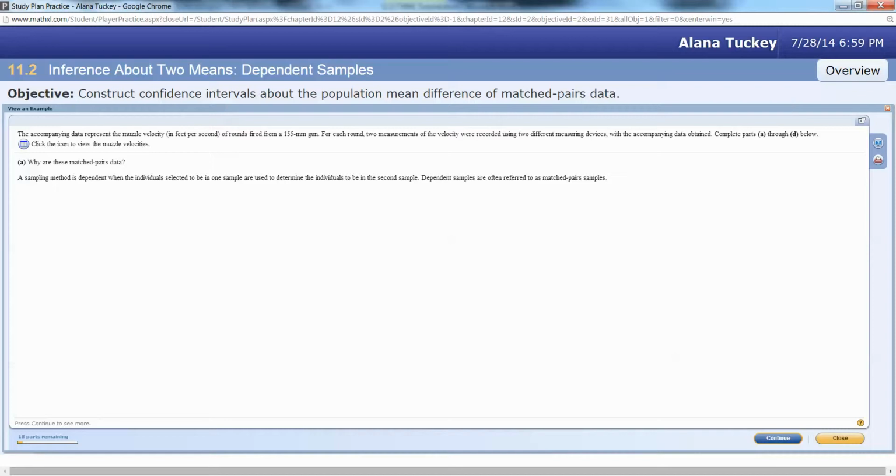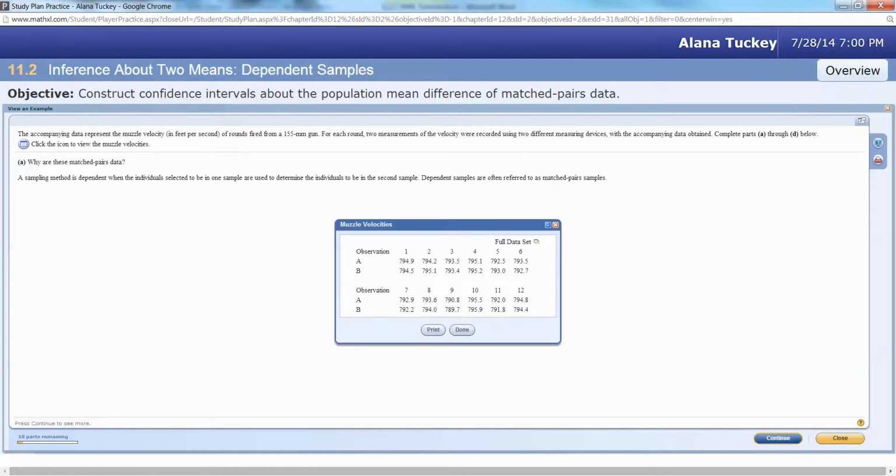It says the accompanying data represents the muzzle velocity in feet per second of rounds fired from a 155 millimeter gun. For each round, two measurements of the velocity were recorded using two different measuring devices, with the accompanying data obtained. Okay, so let me see if I can set the stage here.